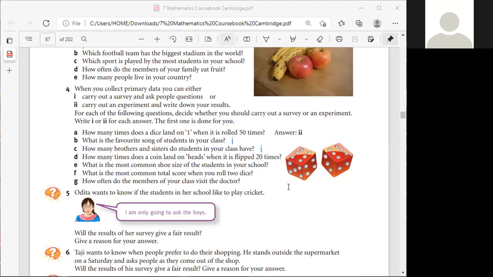Okay. And now I want Shiza to give me the answer for D question. Shiza, are you in class? Sakib? Give me the answer for D question. Answer 2. Yes, answer 2 is the right one because how many times does a coin land on heads when it is flipped 20 times? We will find out only if we do the experiment.